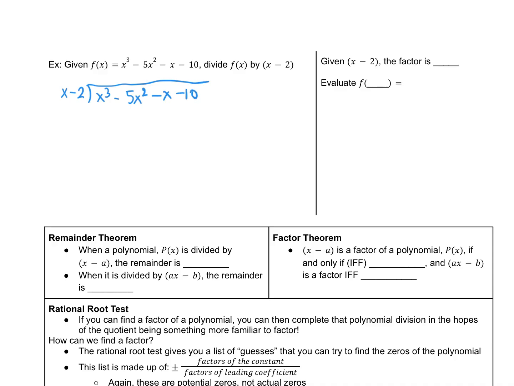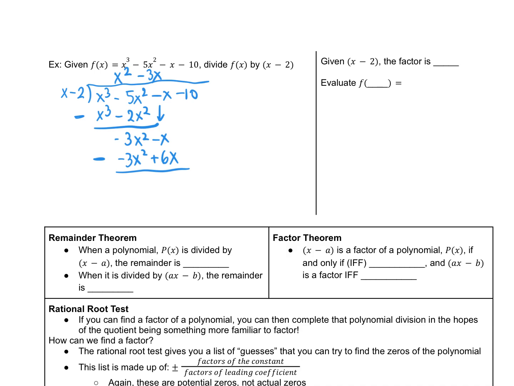So how many times does x go into x cubed? x squared. And then x squared times negative 2. Here it is. We will subtract. Negative 5 minus negative 2 is negative 3x squared. And then we can bring that negative x down. What times x gives me negative 3x squared? That would be negative 3x. And then negative 3x times negative 2 is positive 6.